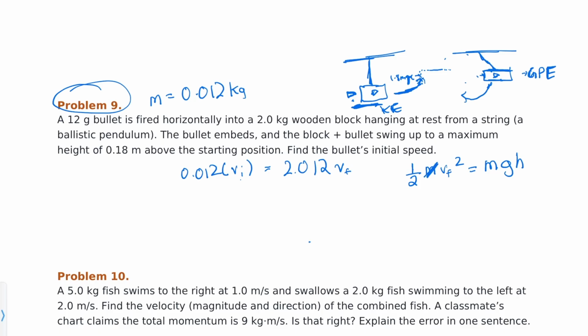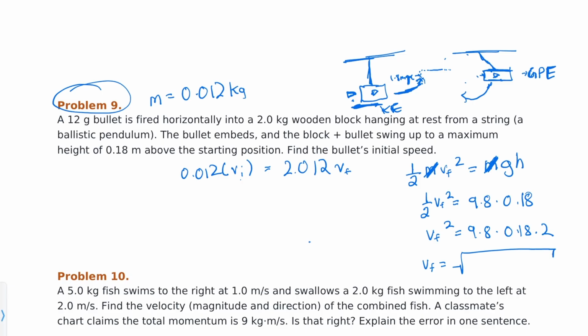We can cancel out the m's here, and we're left with 1/2 v final squared is equal to 9.8 times, what's the height gain here? 0.18, right? So velocity final squared is equal to 9.8 times 0.18 times 2. And velocity final is equal to the square root of all of that.